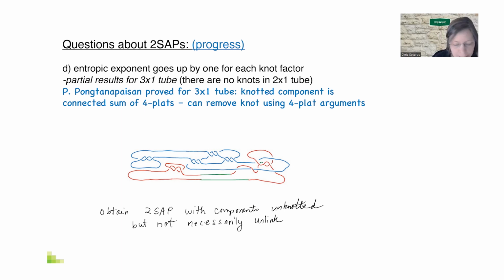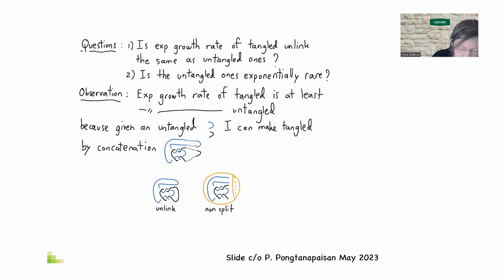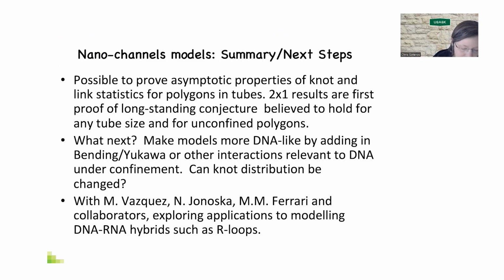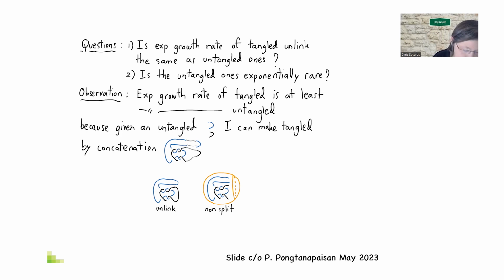But there's no knots. You can't have a knot in your prime factor in a two sap in the 2x1 tube. And so in the 3x1 tube, we don't have a nice result like the way we do for knots and links, where the exponent goes up by 1 for each prime factor. But we do have some arguments.